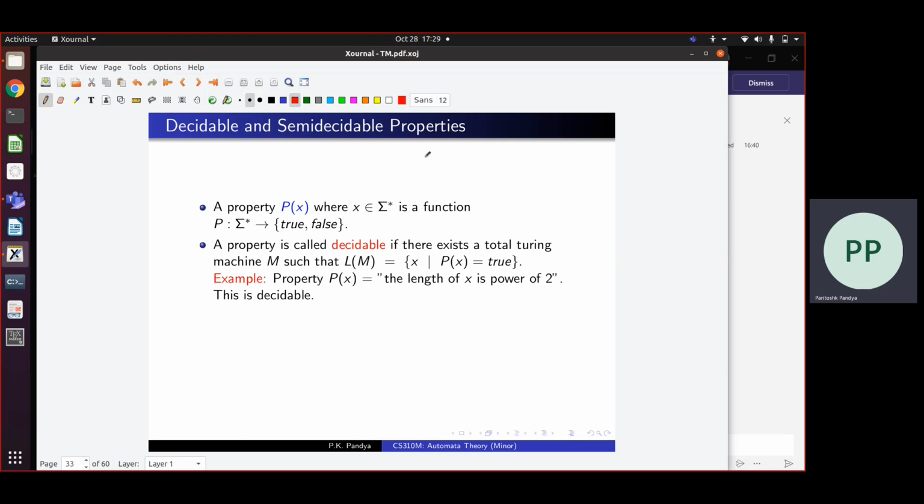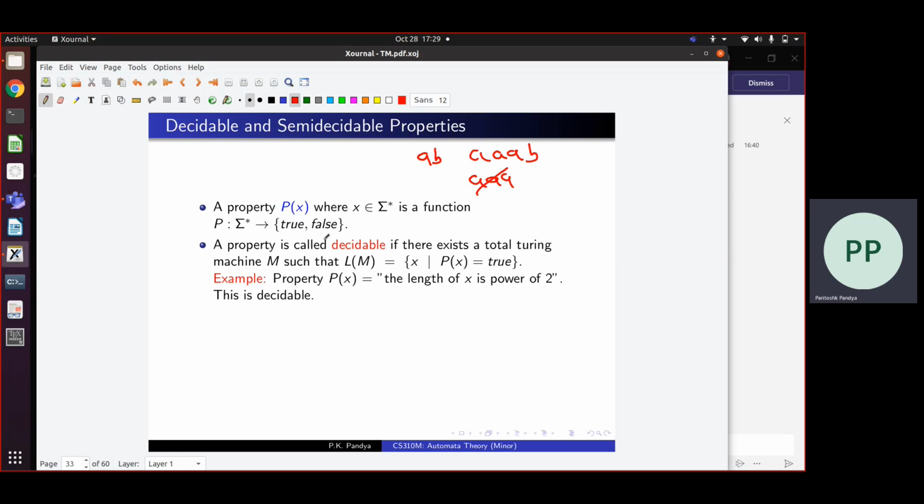So words like AA, AAAA will be in the language, because the length of this is 2, which is a power of 2. The length of this is 4, which is also a power of 2. But words like AAA will not satisfy this property. So P of X says X has a length which is a power of 2. This is my property, and that is the notion of a property.